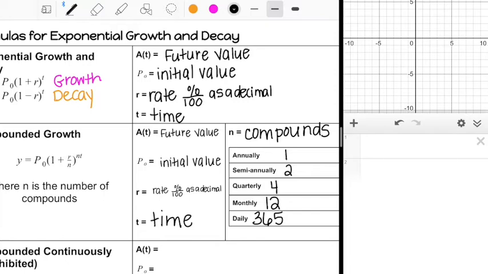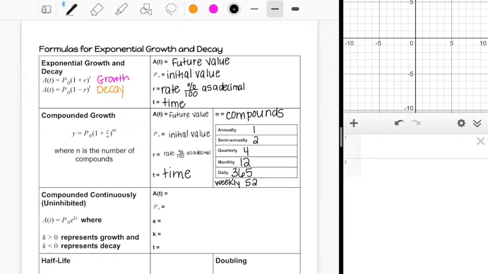They may actually tell you the number of compounds. They may say n is 57 or n is 52, which would be weekly. So if they ask for weekly, you would say 52 weeks in a year. So you would have to really read the problem and see what it's saying when it says compound.